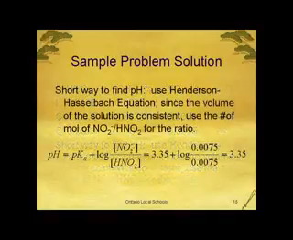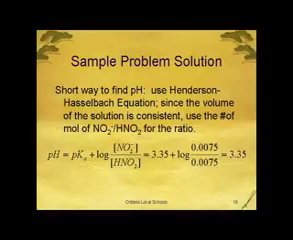So here's our Henderson-Hasselbalch equation. I happen to use the ratio of the moles of the NO2 minus to moles of HNO2. You could have used the log of the concentrations of the NO2 minus to the HNO2, which would be 0.0075 moles divided by 0.125 liters, which would make the molarity of the NO2 minus and the HNO2 solutions 0.0600 moles per liter. Either way, that ratio is equal to 1, and the log of 1 is equal to 0. So at this point, pH is equal to pKa, which is 3.35.